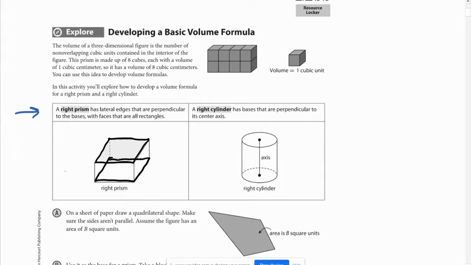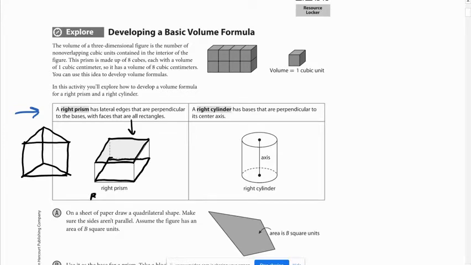For example, this one would be a rectangular prism because the bases are rectangles, but you can also make a triangular prism if you make the bases both triangles like this. If I make the base on the bottom and the base on the top exactly the same, connect the sides, I now have a triangular prism.